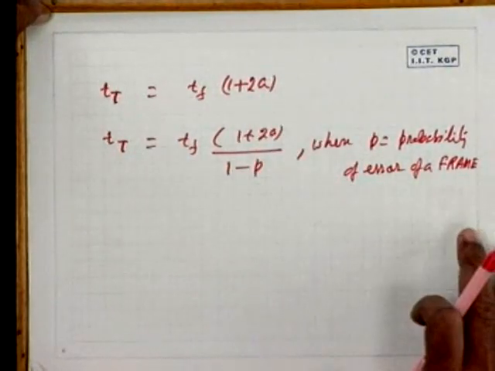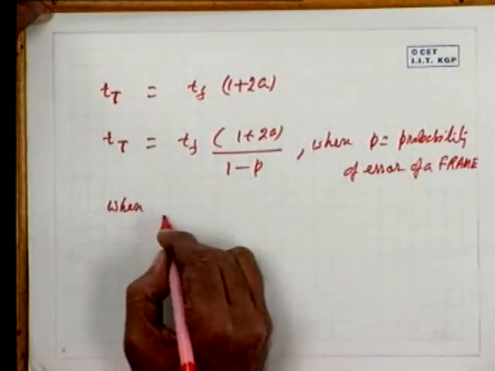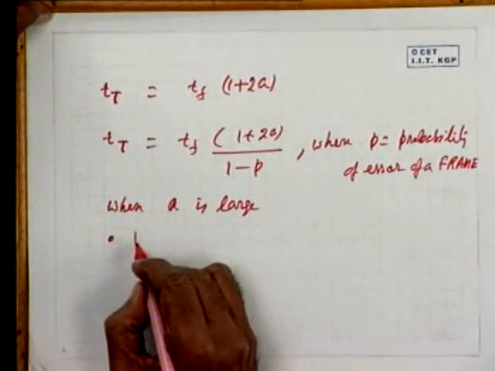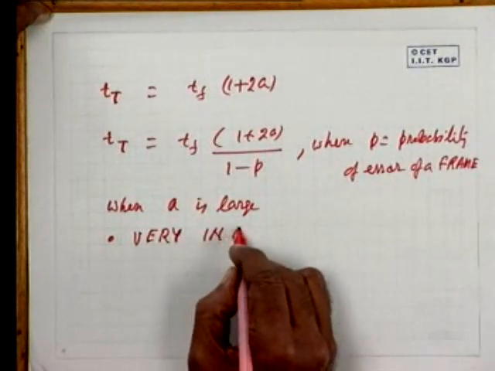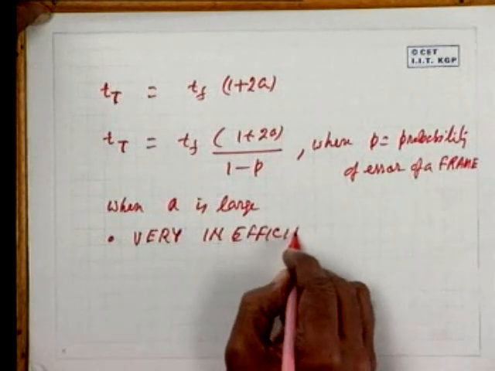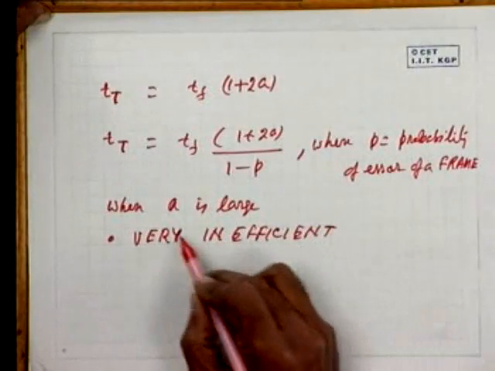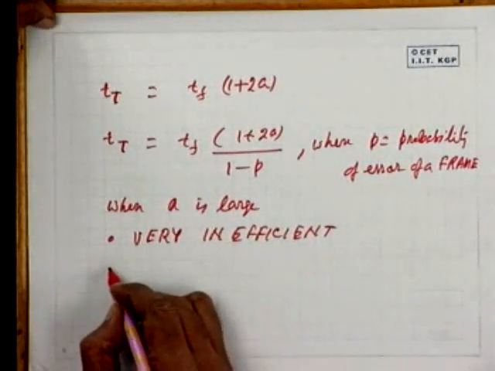From this equation we find that when A is large, that means the propagation delay is long, in such a situation it is very inefficient. It is very inefficient, and we shall discuss other schemes where this inefficiency can be overcome. Now let us consider the frame numbering.